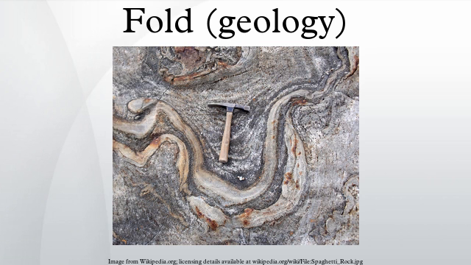Fold shape. A fold can be shaped as a chevron, with planar limbs meeting at an angular axis, as cuspate with curved limbs, as circular with a curved axis, or as elliptical with unequal wavelength.